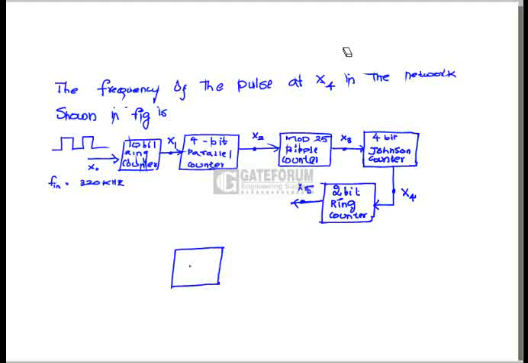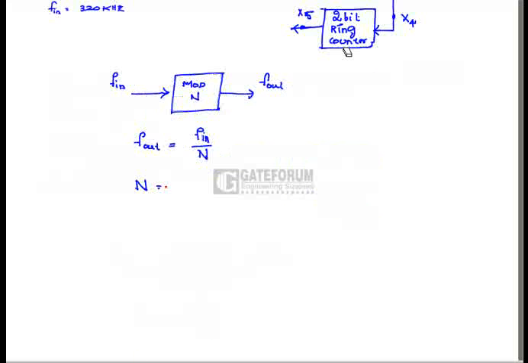If we consider a mod n counter whose input frequency is given as f in, whose output frequency is given as f out, then the relationship between f out and f in in terms of its states is given as f out equals f in divided by n. N is nothing but the number of states of a given counter.